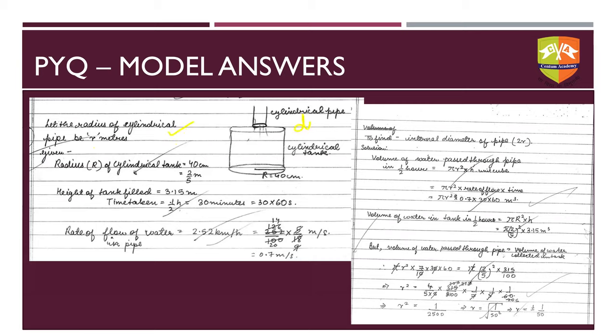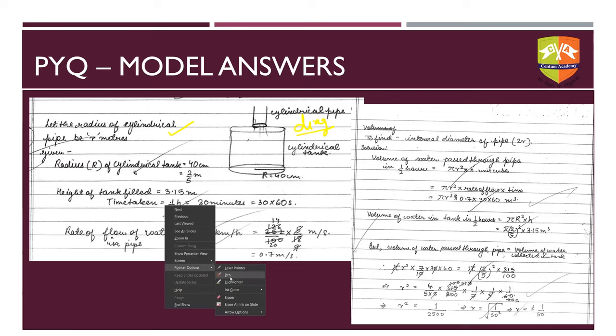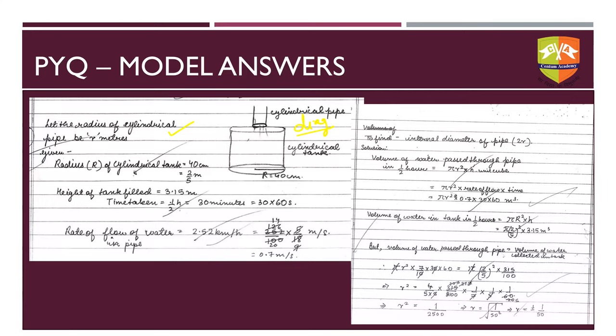A diagram is there. You can see there is a diagram. An illustrative diagram can always help, so you can use that. Then radius R. See, in the brackets, they have mentioned R. So conversions done. Height of the tank filled is 3.15 meter. Time taken is this. Rate of flow of water, all that, one by one, to find internal. So this is all given. See, they first mention the given.